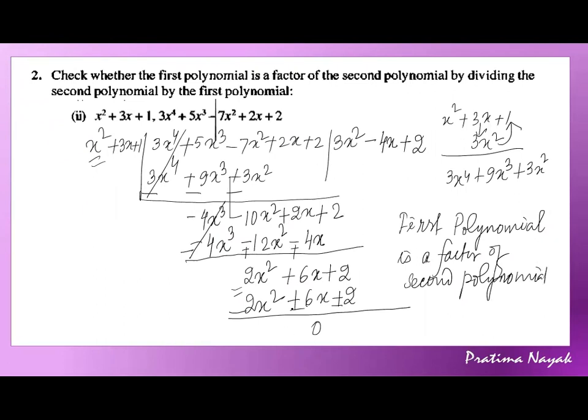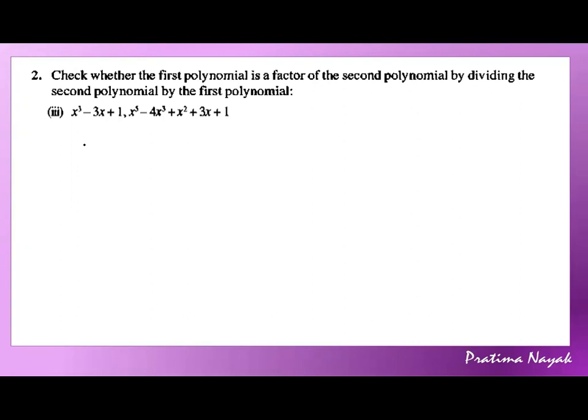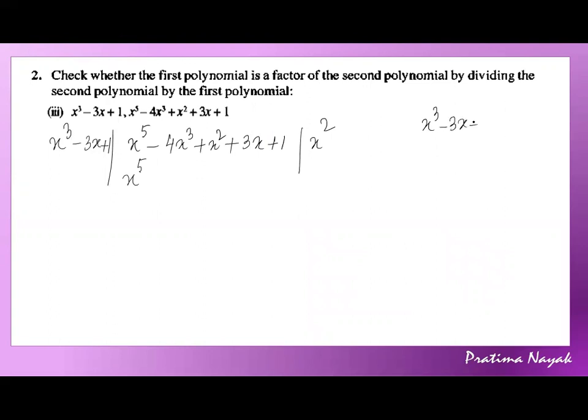Third, x to the power 5 minus 4x cube plus x square plus 3x plus 1, divided by x cube minus 3x plus 1. First I'll go for x square because I need x to the 5, and when I go for x square I need to multiply x square in all the terms. It will be x5, and this multiplied gives minus 3x cube plus x square.